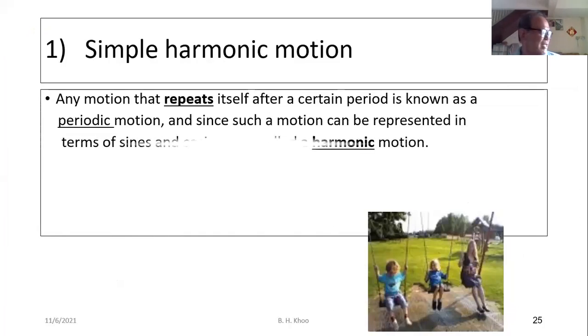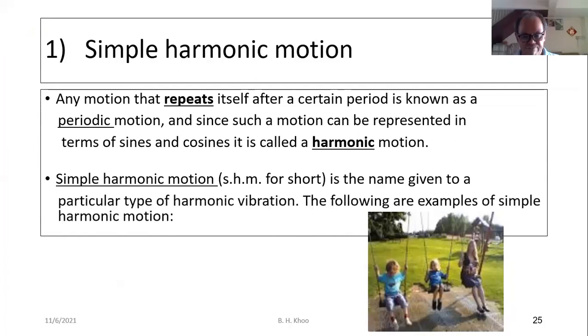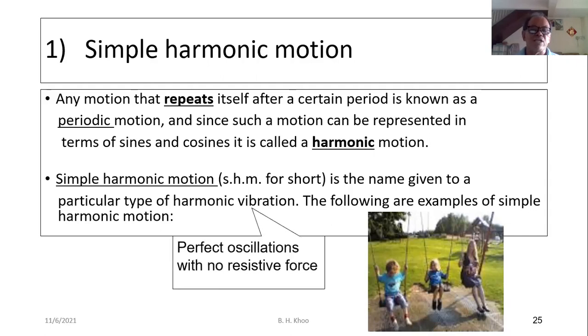Anything that repeats itself, we call it periodic. Anything that we can represent with a sine graph or cosine graph, we call it harmonic. That's why we are going to use a lot of sine and cosine graphs, and that's why I reviewed them with you. So simple harmonic motion is just a perfect motion. We don't see it in real life. But usually in physics, we look at something perfect first, and then after that, we modify it. That means it is a motion that goes to and fro forever.